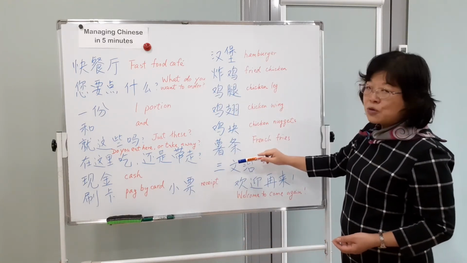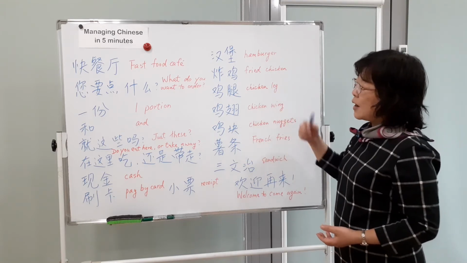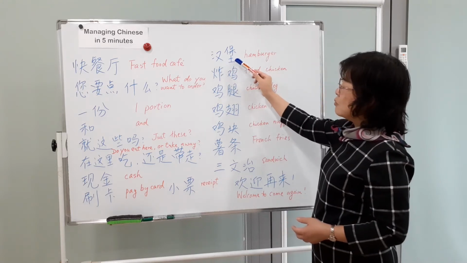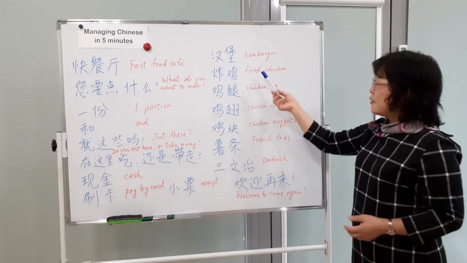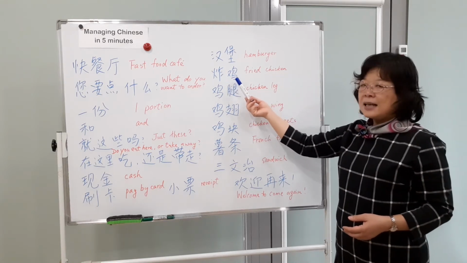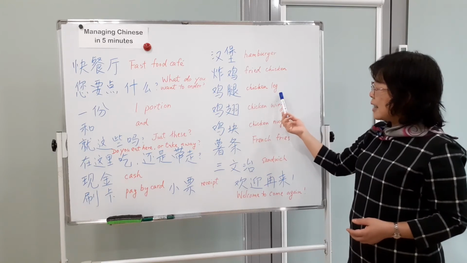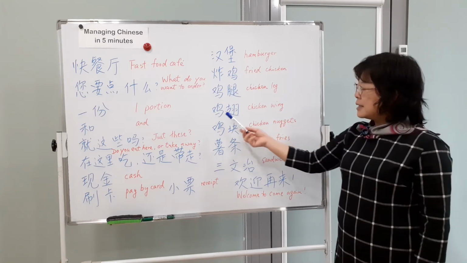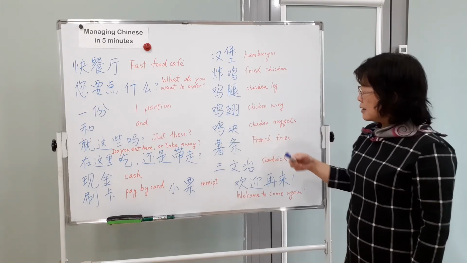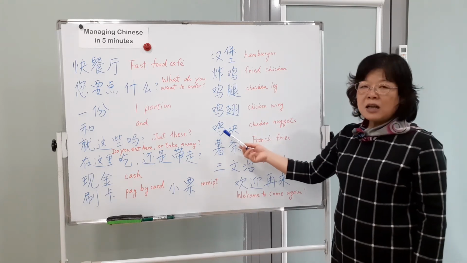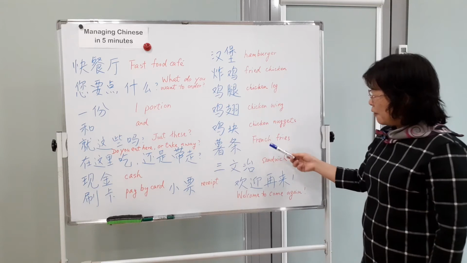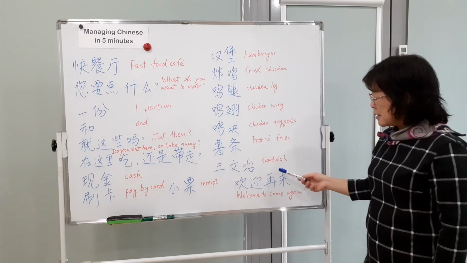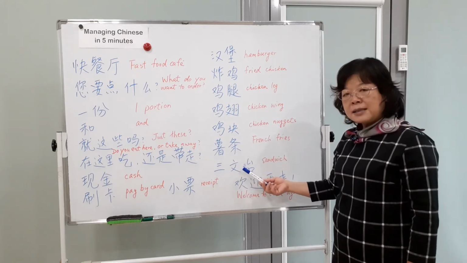Now, try to learn some of the food that we can find in a fast food cafe. Hamburger, 汉堡. Fried chicken, 炸鸡. Chicken leg, 鸡腿. Chicken wing, 鸡翅. Chicken nuggets, 鸡块. French fries, 薯条. Sandwich, 三文治.